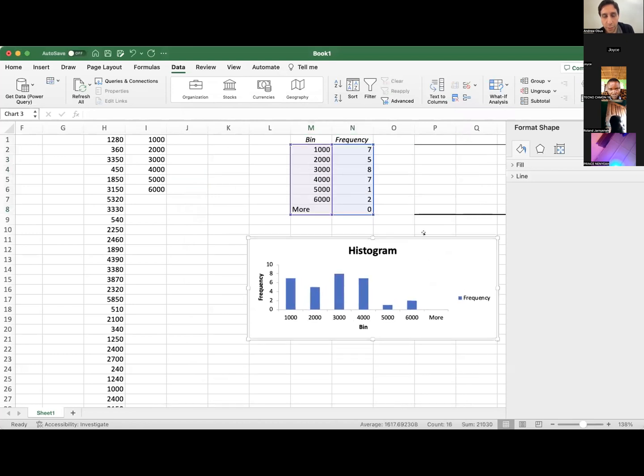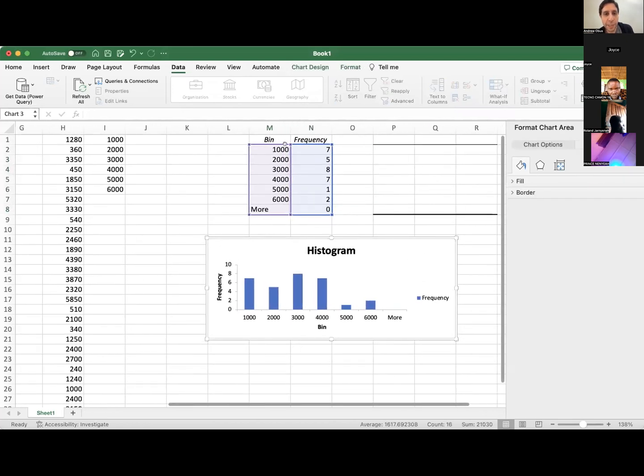I'll drag this away and look what it has. It has a frequency table. The bins don't say 0 to 1000. It just gives the maximum measurement in each bin. So this is maximum 1000, maximum 2000, then 2001 to 3000, 3001 to 4000, 4001 to 5000, and 5001 to 6000. This is the frequency of each of them. Then it has another bin for more: is there anything more than 6000? In our case, there's nothing more than 6000, so it doesn't do anything more.